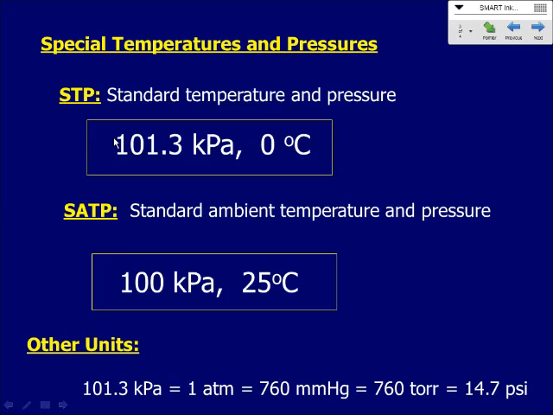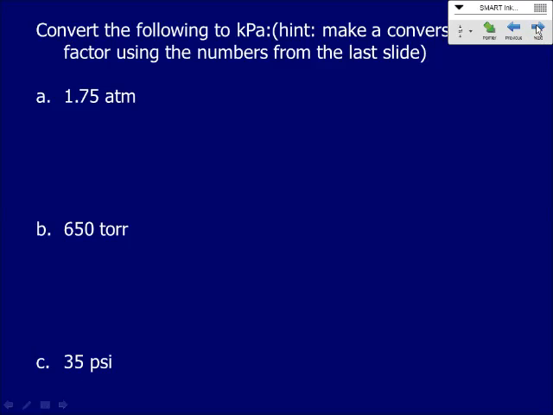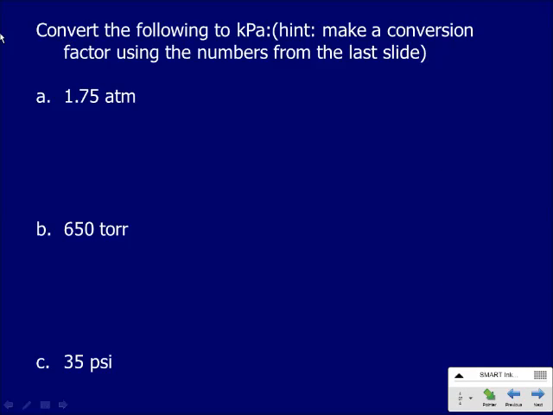And just to finish our little note on pressure, we're going to do some conversions here, because in the end, we want kilopascals. We're going to be doing some calculations where kilopascals is the important unit. So we need to be able to convert these to kilopascals, using the units on the previous page.